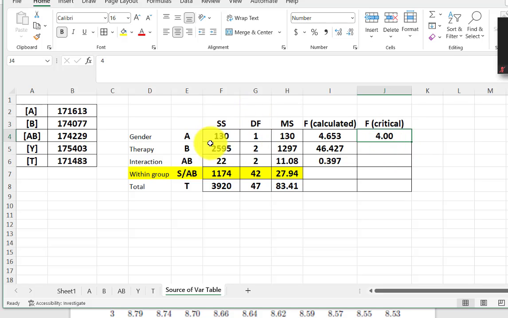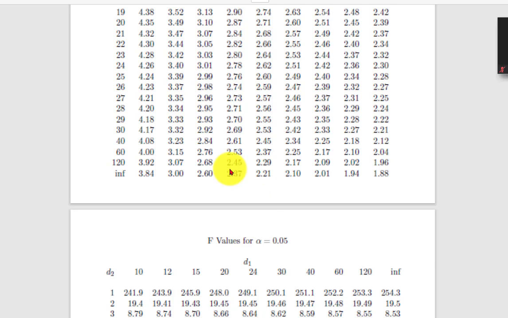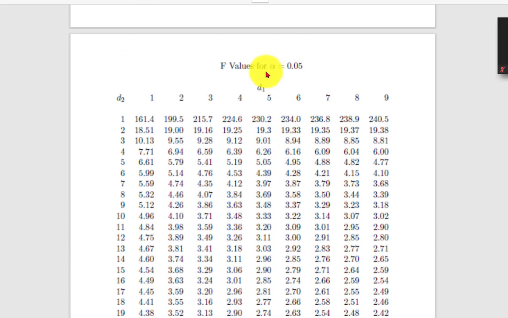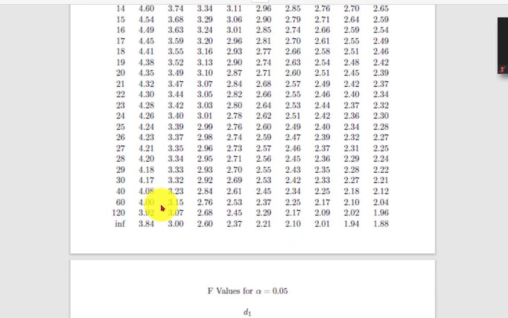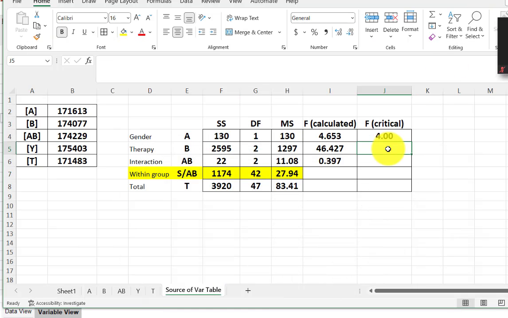Now, B is 46.427. So 2 is going to be the second column. Make sure you're in 0.05. And then we're going to go down to 42, which isn't there, so we're going to use 60. So it's 3.15. And again, your calculated F is much bigger than your critical F, so you reject the null. And this one, the interaction, we don't even have to look up, but we're going to look it up anyway. It's going to have the same critical F.